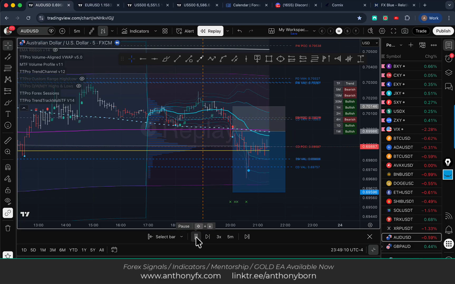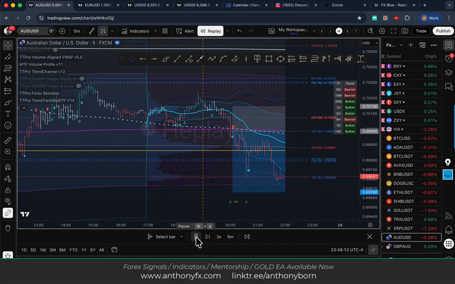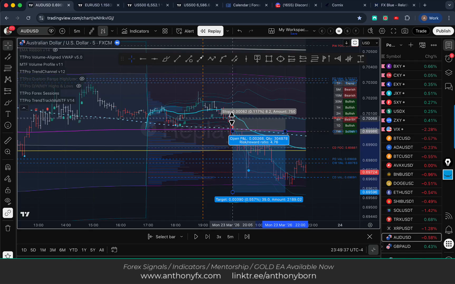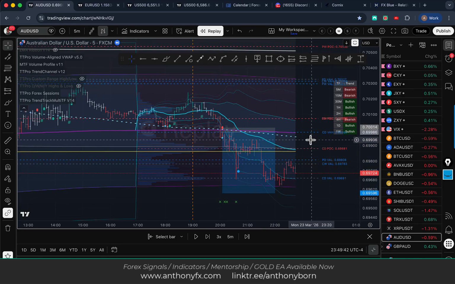Oh, and take 50% off the table at 1R. That's all you've got to do. 50% off at 1R, stop loss down halfway. As it trends a little bit further, stop loss a bit closer to break even. That's it.